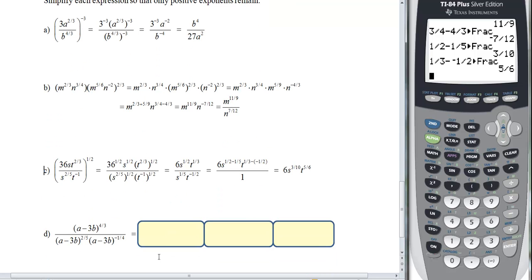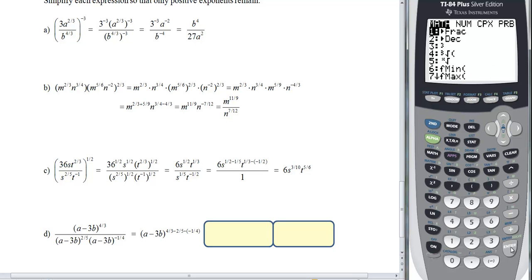Okay, now let's look at this one. These are all the same bases. It's a binomial. Notice it's in parentheses. So I'm going to go 4/3 minus 2/5 minus -1/4, all at one time, using the quotient rule. Let's put this all together. So 4 divided by 3 minus 2 divided by 5 minus a -1 divided by 4. We'll go frac.